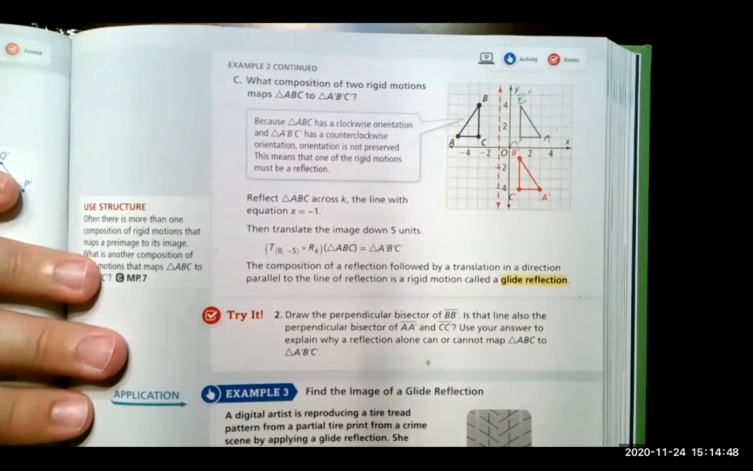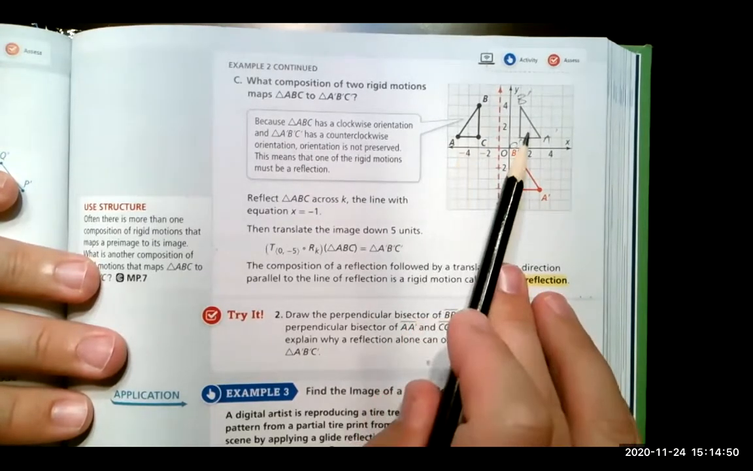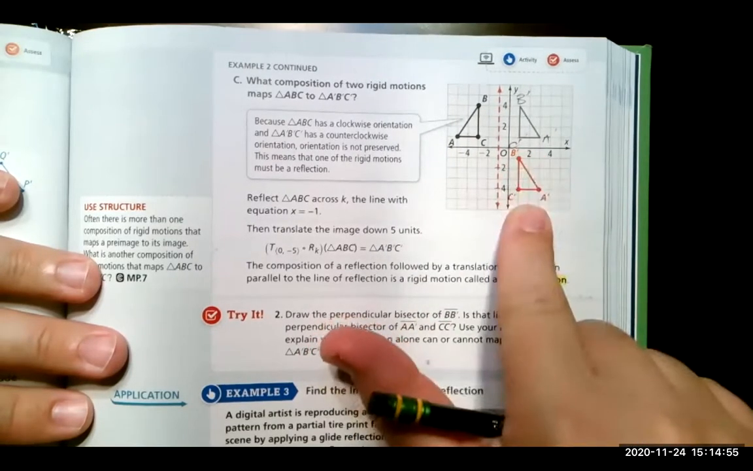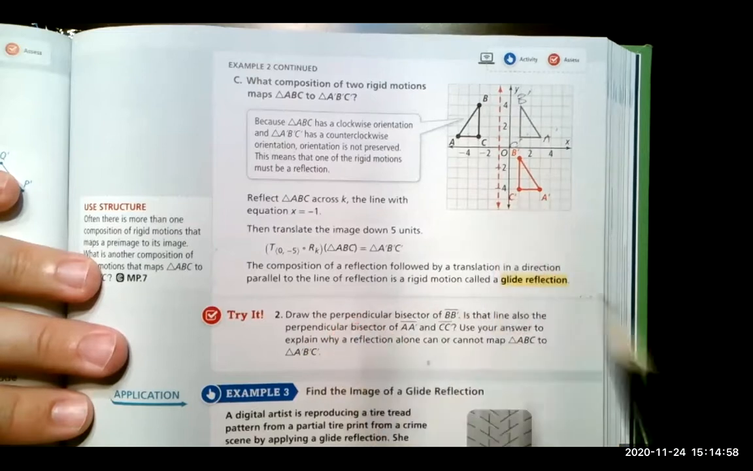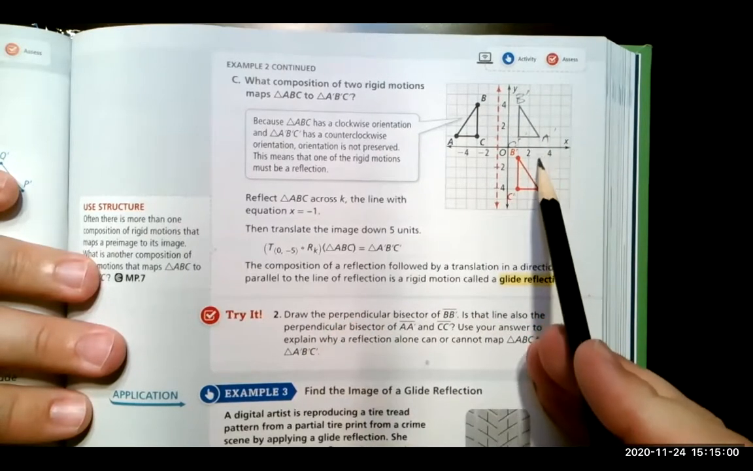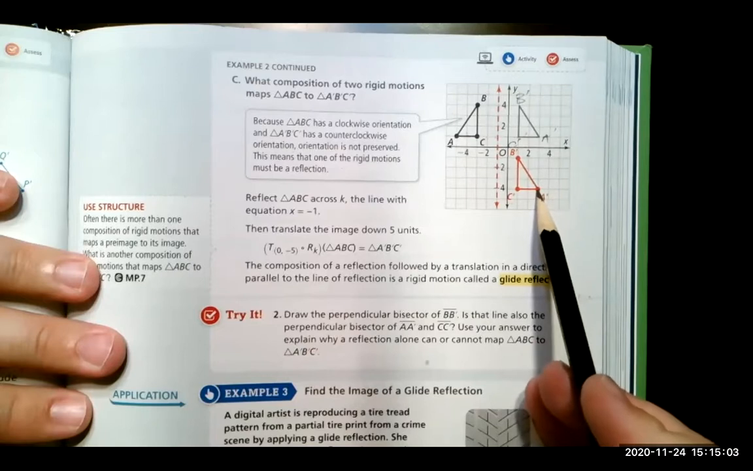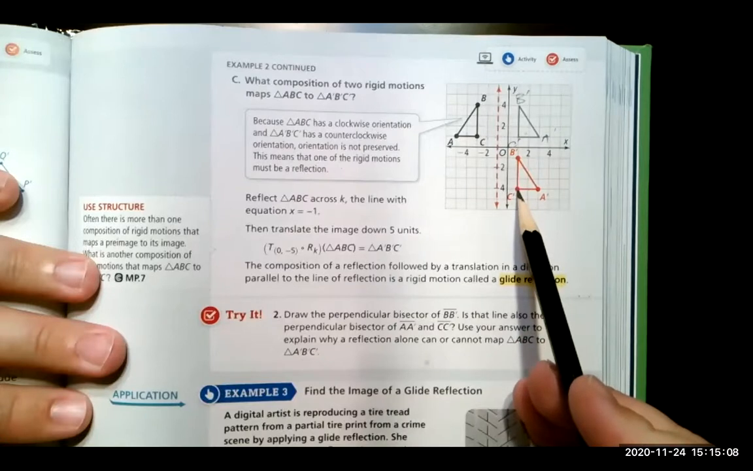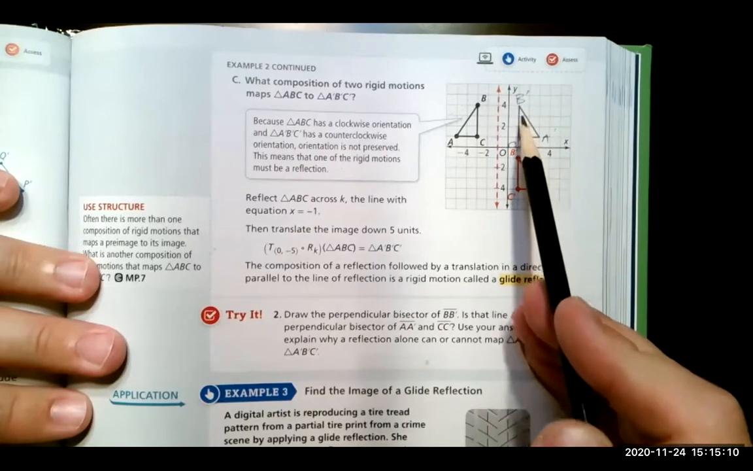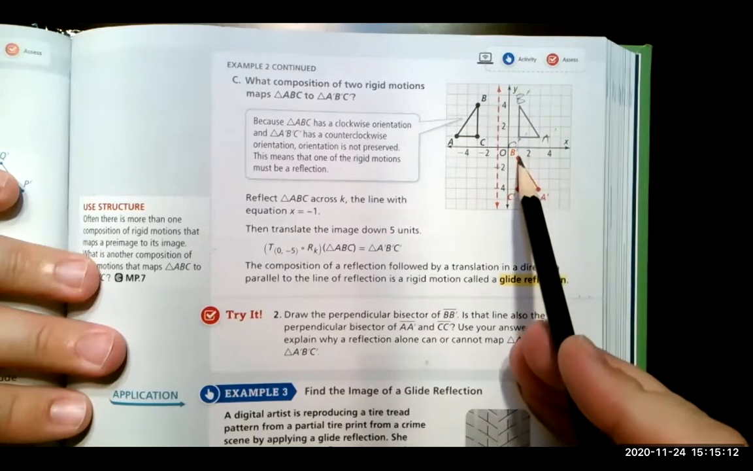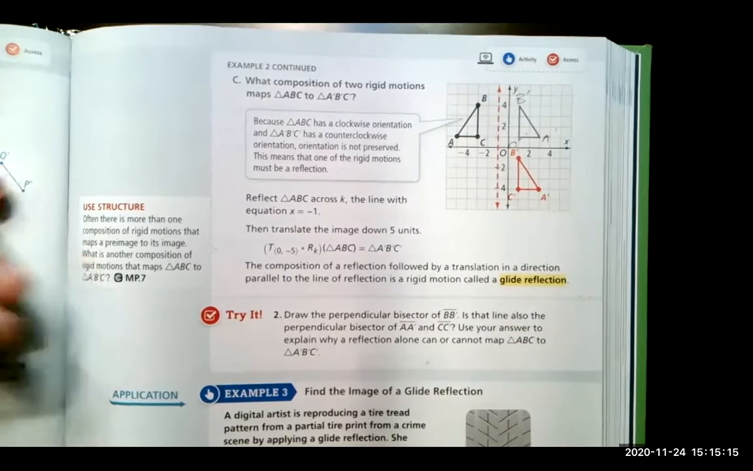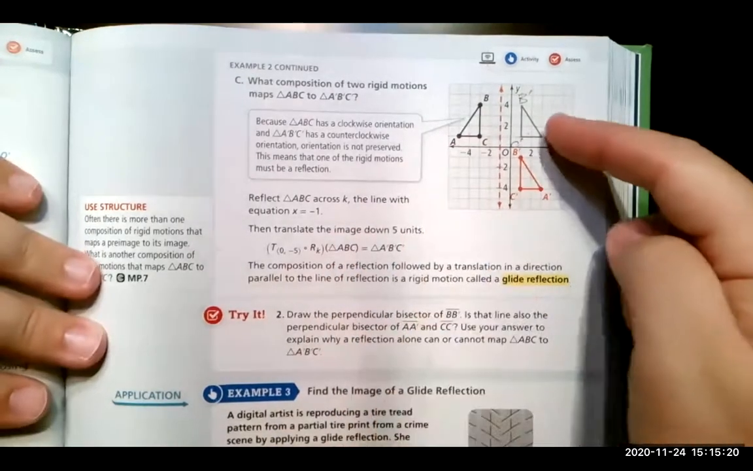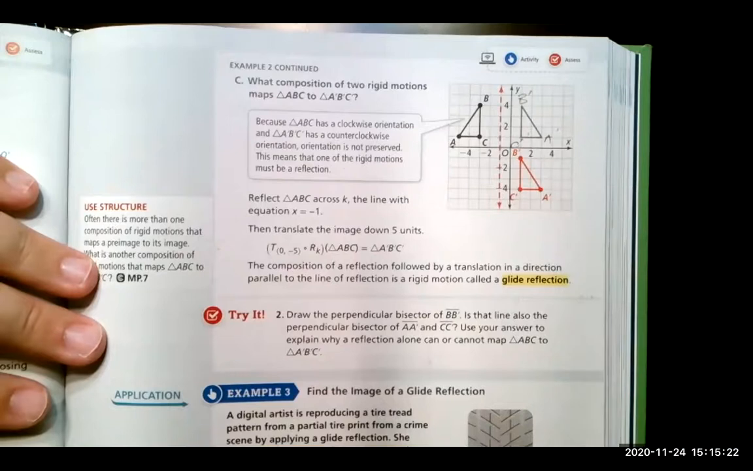So now I'm sure you can see that after I reflected that pre-image across that line of reflection, I can just take this triangle and slide it down. How far would I have to go? A goes down 1, 2, 3, 4, 5 units. So I'm betting C is going to go down 1, 2, 3, 4, 5 units, and B prime is going to go down 1, 2, 3, 4, 5 units. So if I can do a composition of rigid motions, right? If I can reflect it and then translate it down 5 units, that'll work.